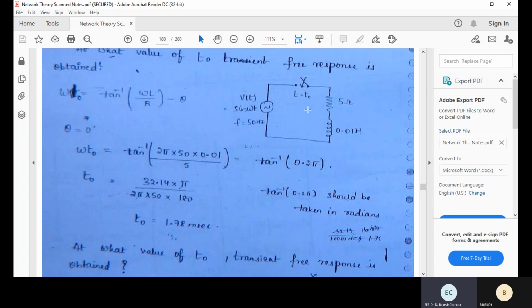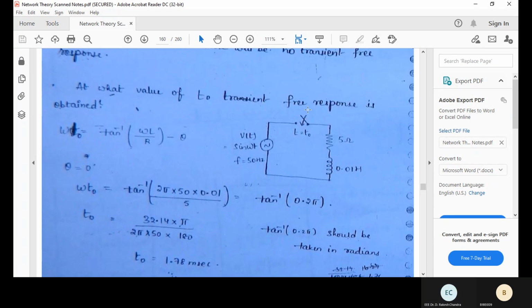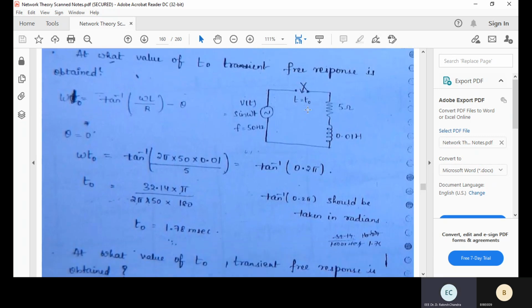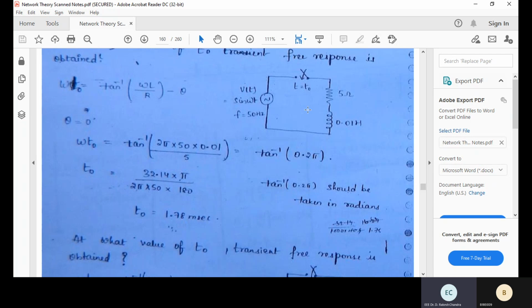What do you mean by transients? For every system, as you might have seen in your control systems subject, for a series RLC circuit, which is a second order system, or any second order system under DC supply, the characteristic equation of the second order system is s square plus 2 zeta omega n s plus omega n square.